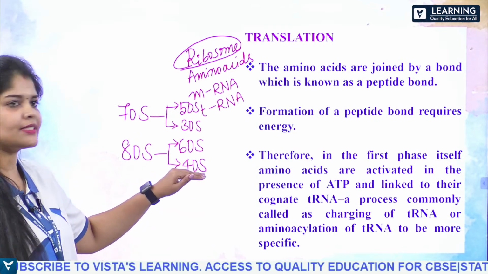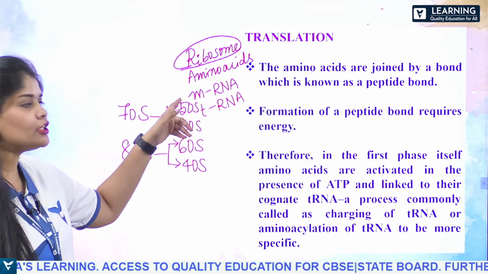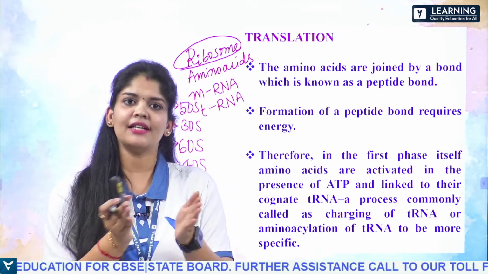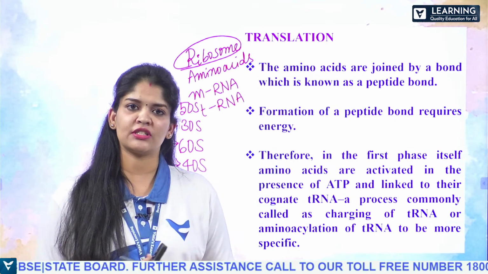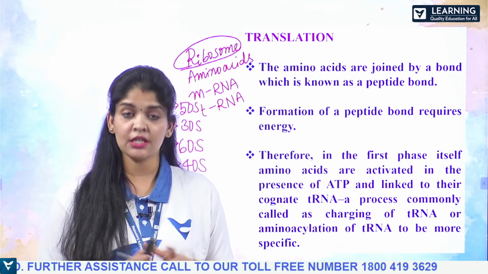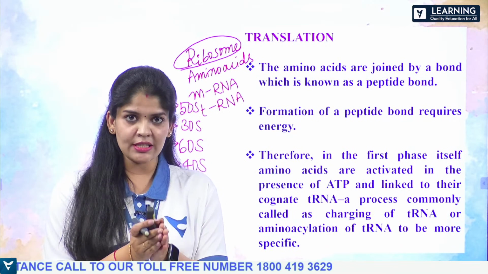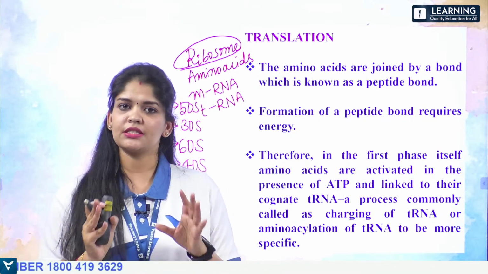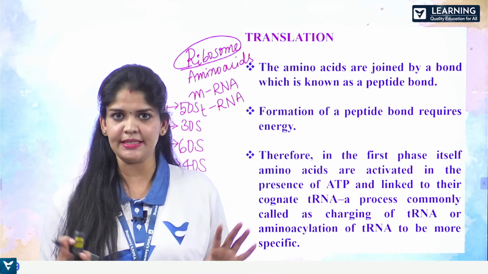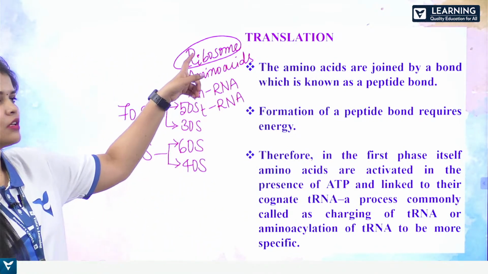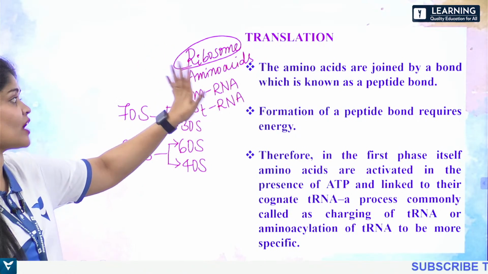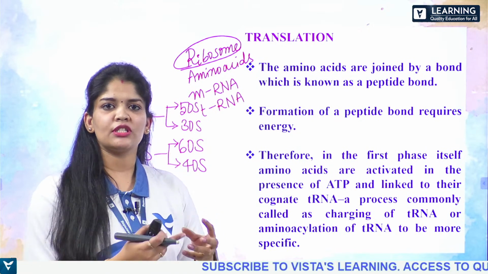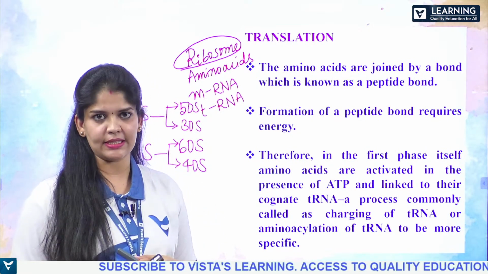The smaller subunit will bind to its larger subunit, and that association and dissociation is under the control of the concentration of magnesium, which is very, very important. That association can be seen during protein synthesis, and they will dissociate when the protein synthesis is finished, that means completed. So we have ribosomes, amino acids, tRNA as well as mRNA. Now, let's proceed towards the process of protein synthesis.